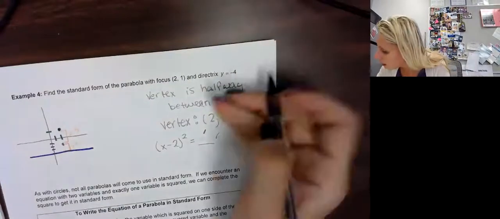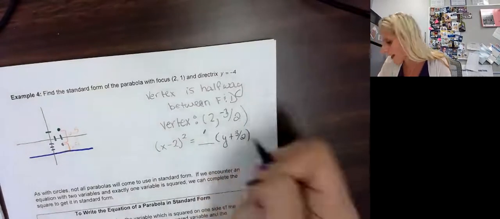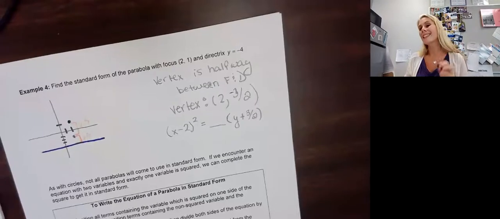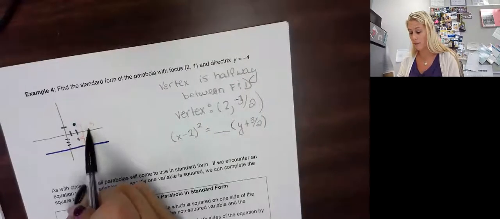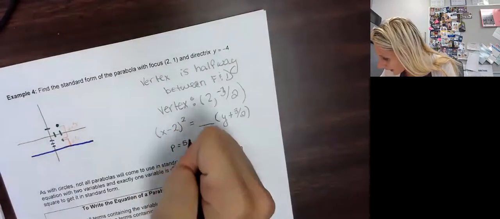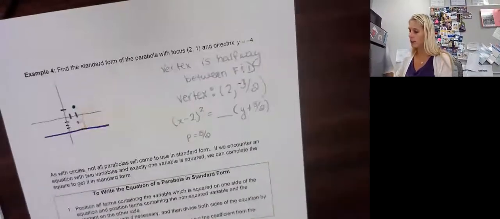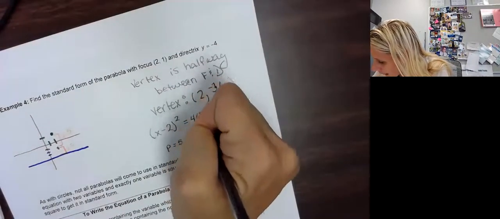y, and then opposite, so +3/2. Okay, now we still have to do the 4p, right? Well, let's think about this. Remember, p is the distance from the vertex to the focus, which means, remember, it's 2.5, so 5/2. So p equals 5/2. If you remember the standard equation, it's 4p, right? Well, if p is 5/2, we think of it as 4 times 5/2.